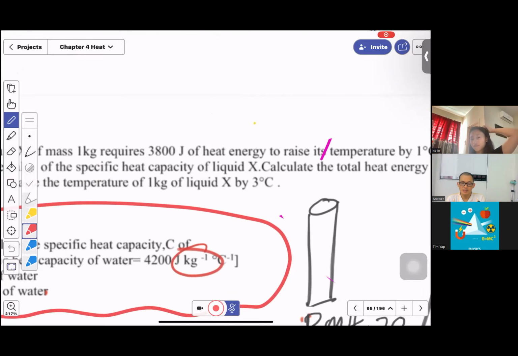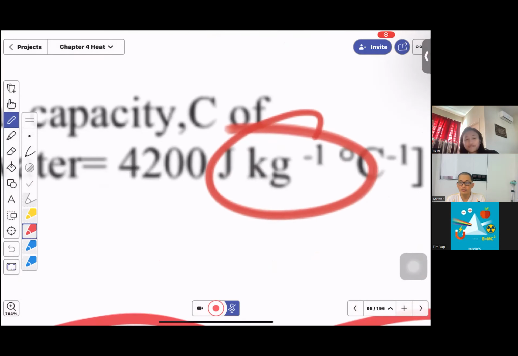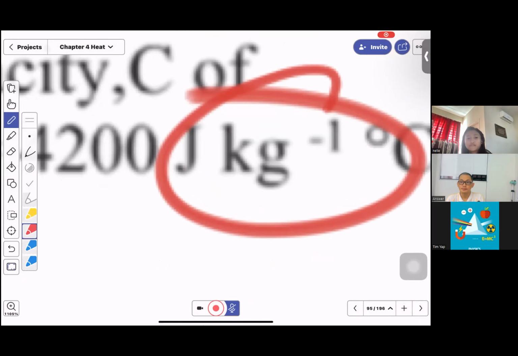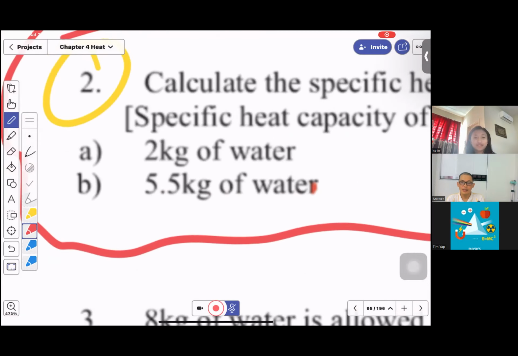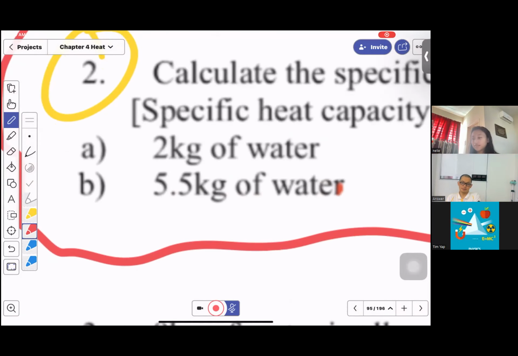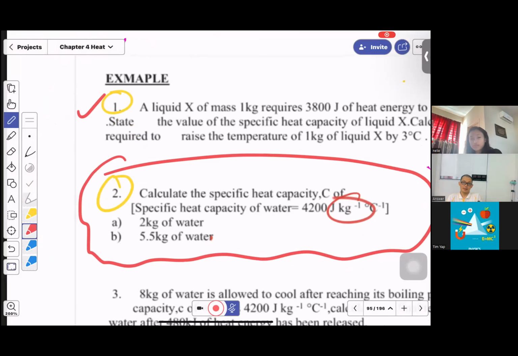So for specific capacity, always refer to per kg. Even though I put 5 kg, 10 kg together, the specific capacity remains per kg. You get what I mean? So what's the answer for A and B? A and B, what's the answer?